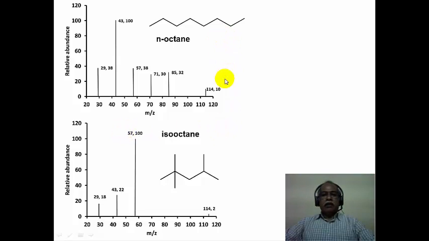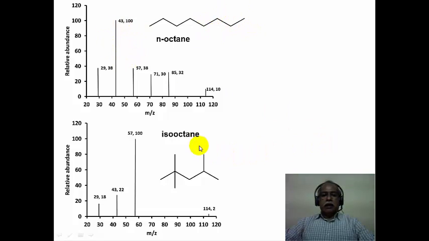N-octane, for example, shows the molecular ion at 114, which is a small one. The most prominent peak is the propyl cation, which is 43. So fragmentation must be happening somewhere around here or somewhere around here, resulting in the formation of the propyl cation as the most abundant cation.